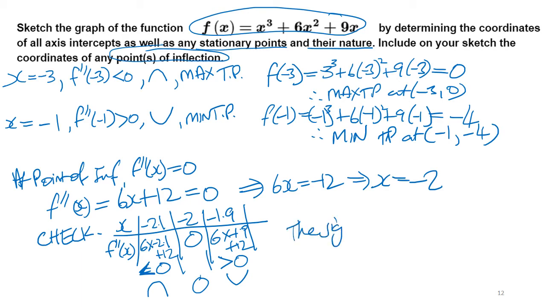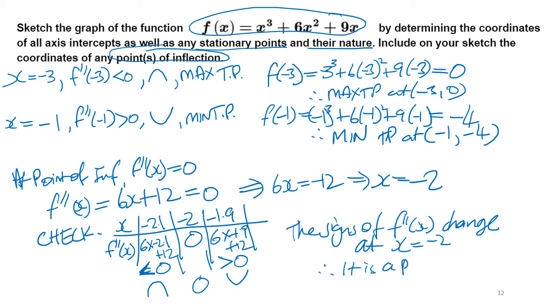The signs of the second derivative change at x equals negative 2. Therefore, at x equals negative 2, it is a point of inflection. Inflection at x equals negative 2.